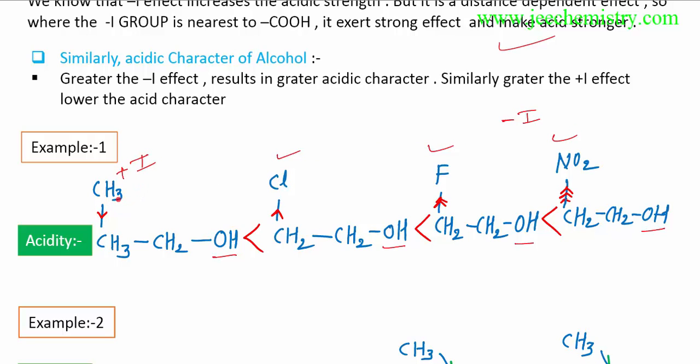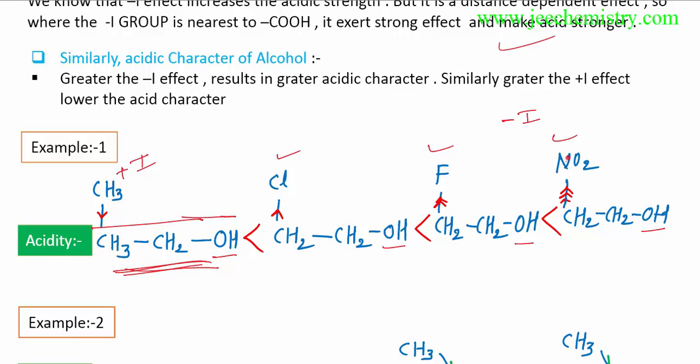The plus I group decreases the acidic strength, so this one comes last. It need not be considered for deciding the acidic strength; it will automatically come last because the plus I effect applies here. All other things are the same in all four cases, only the I group differs, so we should check the I group. Here the plus I group makes it come last in acidic strength. The three minus I groups are comparable, but in the order of minus I strength, I have already shown the trend, where NO2 has a higher minus I effect than chlorine.